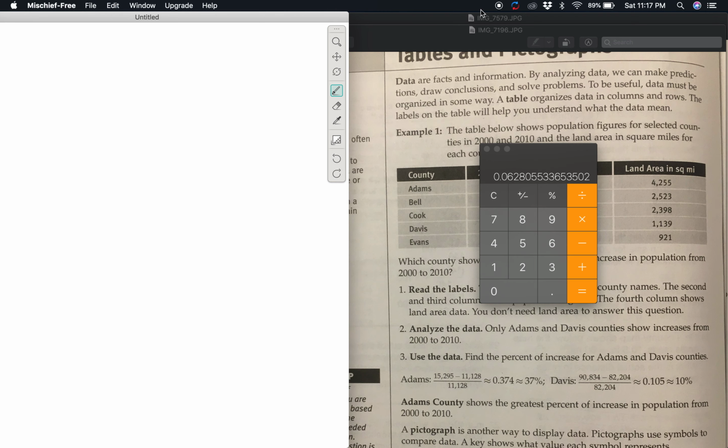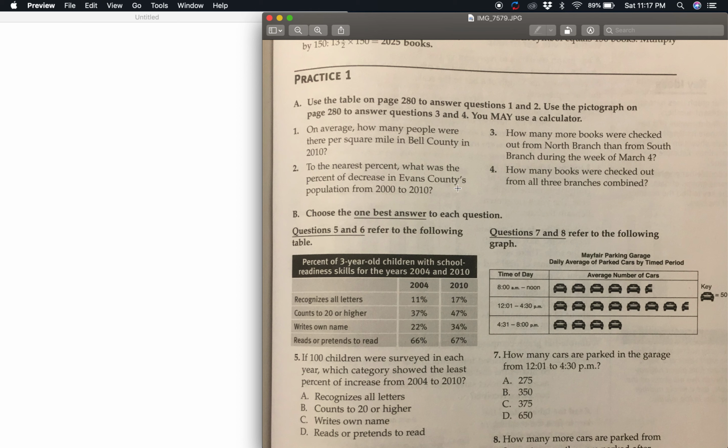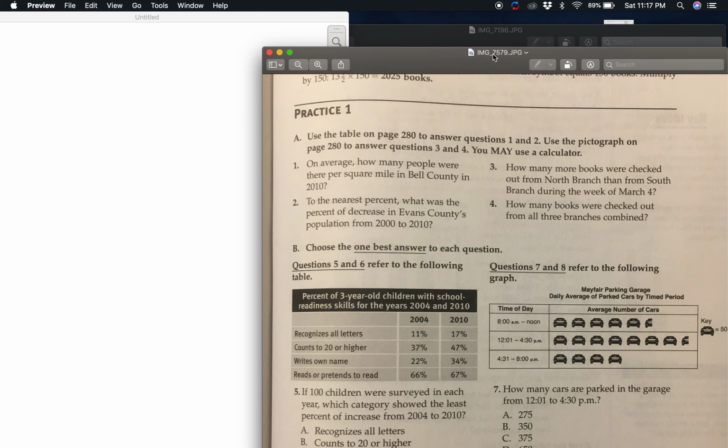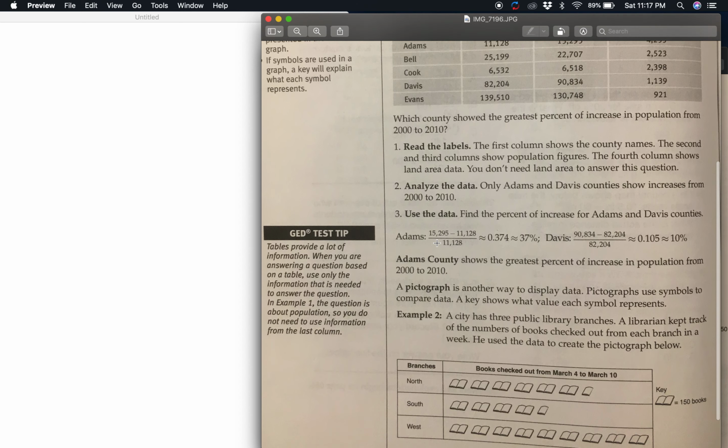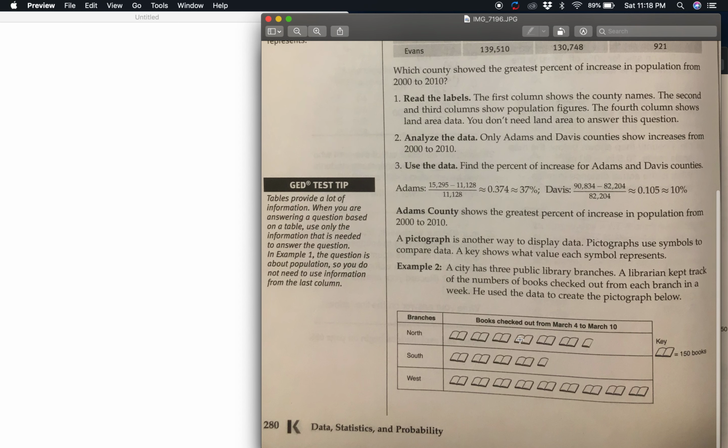Now let's see, number 3. We're supposed to use another graph for that. How many more books were checked out from North Branch than South Branch during the week of March 4th? So let us see. Okay, here is, so how many more were checked out from the North Branch than the South Branch?